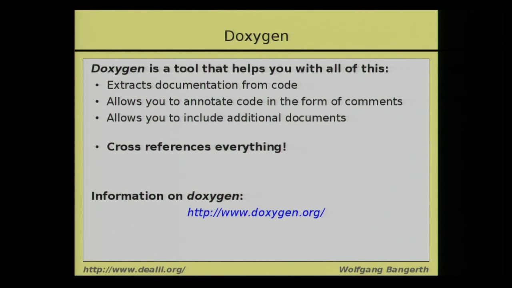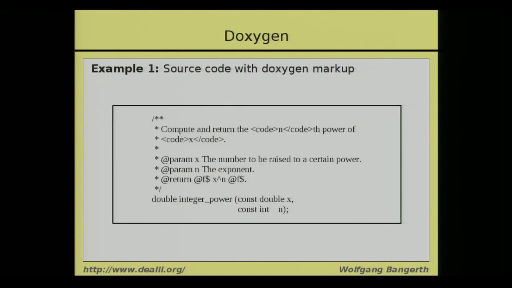Where I'm going with this is that these tools exist. And the tool to use is called Doxygen. Doxygen is a tool that extracts documentation and allows you to annotate code in the form of comments. I'm going to show you exactly how to do it. It also allows you to include additional documents that are cross-referenced and cross-linked. If you want to find this tool, it's at doxygen.org. So let me just show you a little bit how this works.